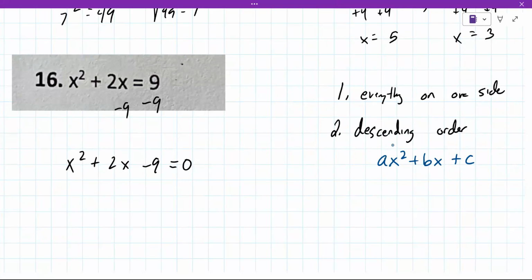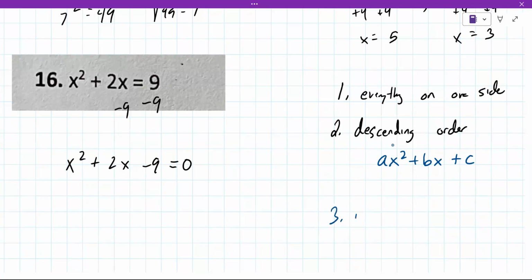Is getting everything on one side always the first step? Yeah, typically. I don't think there's any exceptions to that. All right, okay, this is number 16. I'm going to write down the same thing: x squared plus 2x. All right, I'm at the same spot as you now.